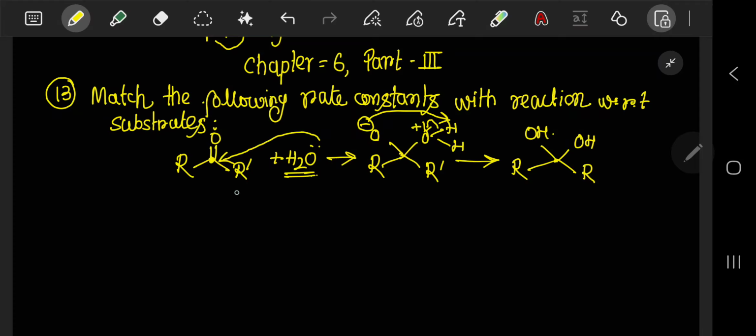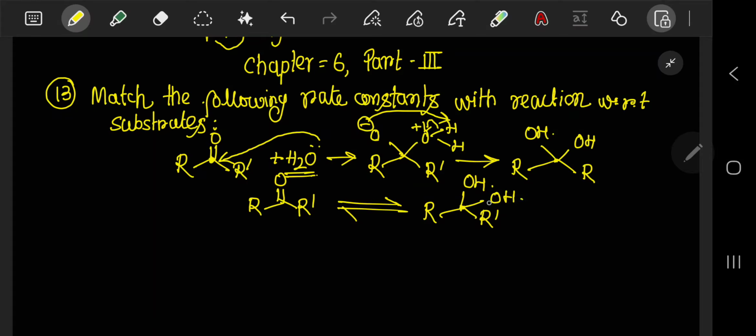Why is that so? Because if you again add acidic water with respect to it, then again water will be eliminated and we will get the ketone as a product. So basically you can give an equilibrium sign to it. RCOR dash, equilibrium sign to it, alcohol. There will be 2 OH groups.